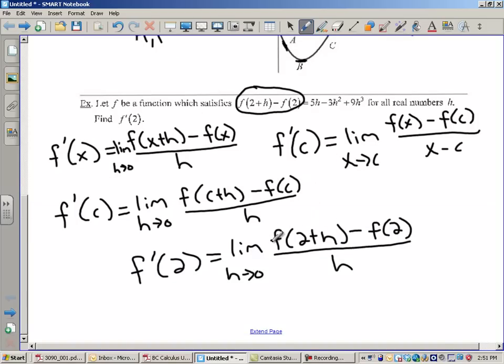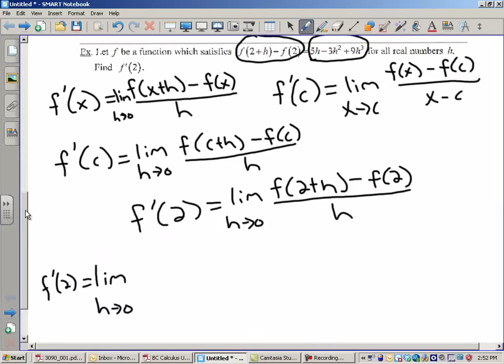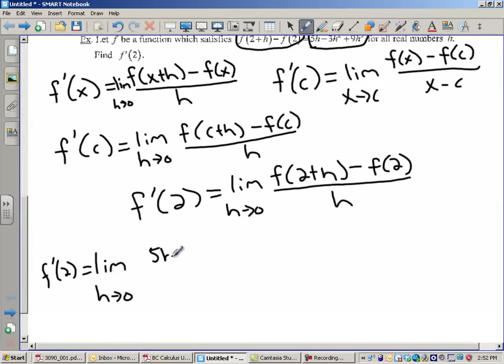Well, can I do this top part? I don't really have a function to plug it into, but they do tell me that all of this numerator right here, f of 2 plus h minus f of 2, is equal to this. So I guess they've done the algebra for us. So that means that they were nice, although it was a little harder to figure out how to set this up. So I'm going to replace this entire numerator with 5h minus 3h squared plus 9h cubed. So this becomes the limit as h approaches 0, f prime of 2 equals this, of 5h minus 3h squared plus 9h cubed.